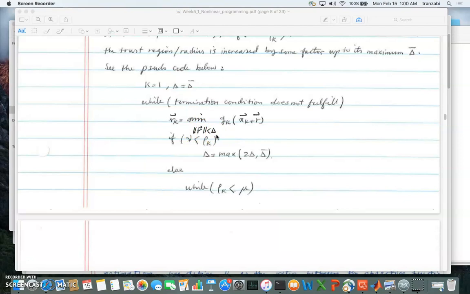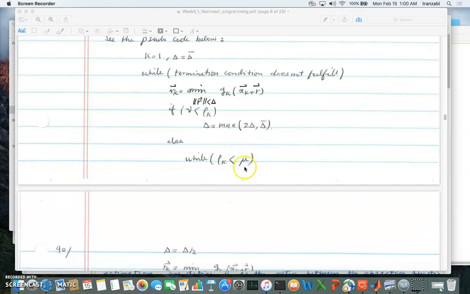Okay, after we find r, we're going to test that ratio rho k. If rho k is bigger than nu, then we're going to increase the step size. We're going to double it. Okay, but we don't want to go more than some predefined maximum delta bar, because you don't want the step size to be unlimited. So anyways, if rho k is bigger than nu, we're going to double it.